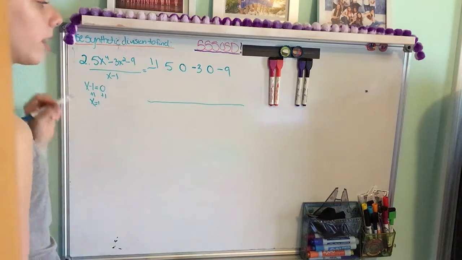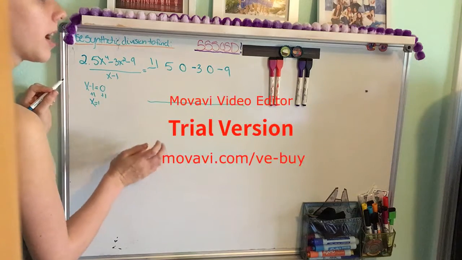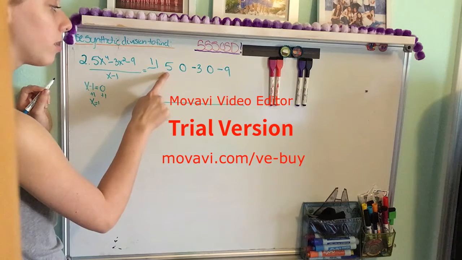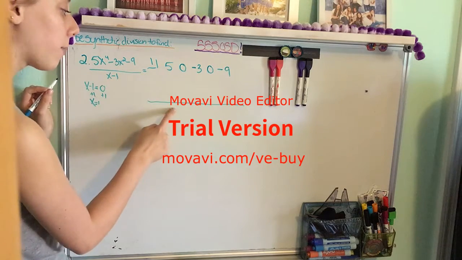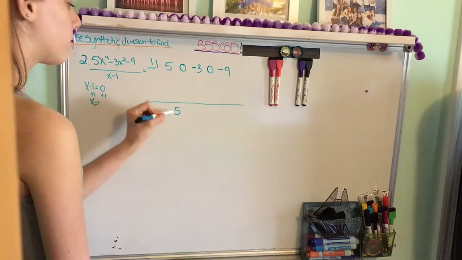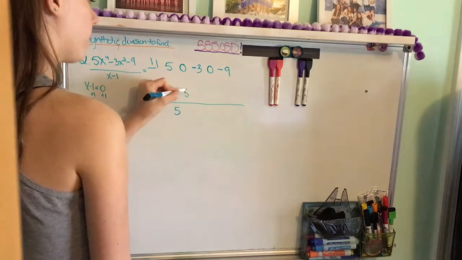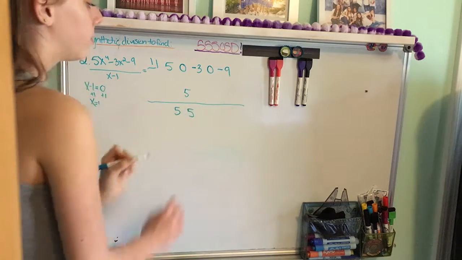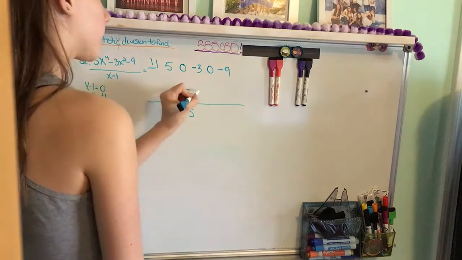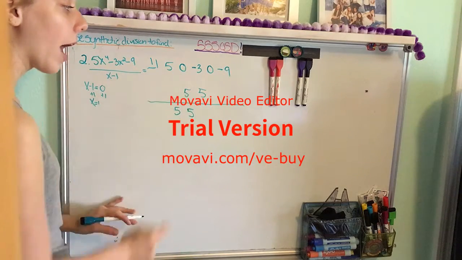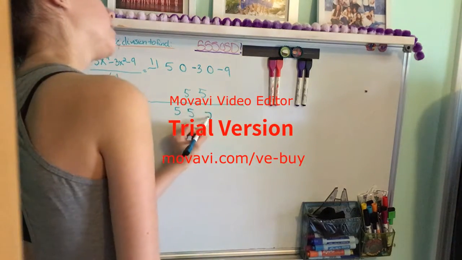And so now, the first time we carried down a 1, because that was the first number of the coefficients that we were given. So now the first number is 5. So we're going to bring down that 5 underneath the line. So multiply 5 by 1 to get 5. Then add 0 and 5 to get 5. Multiply 5 by 1 as well to get 5. So now you're adding negative 3 and 5 to get positive 2.